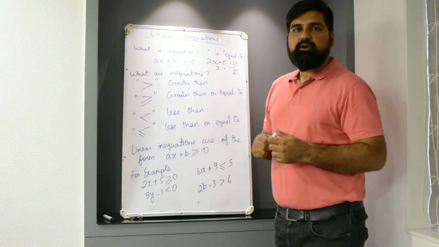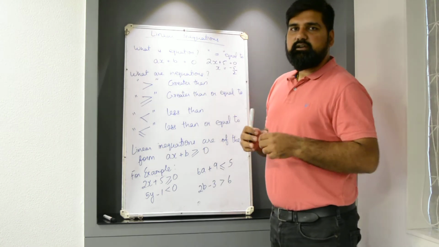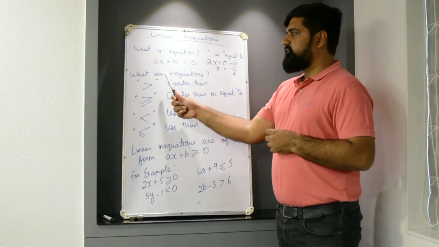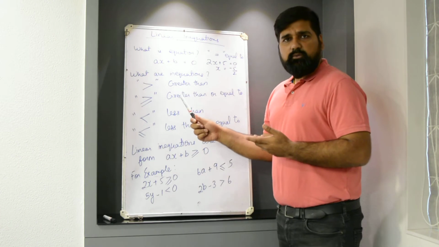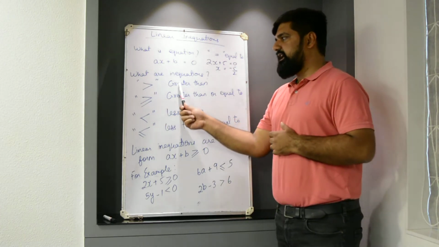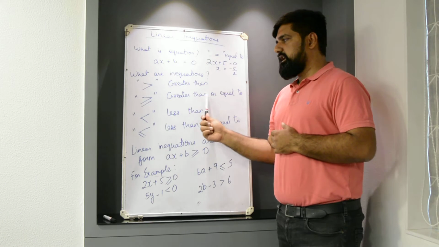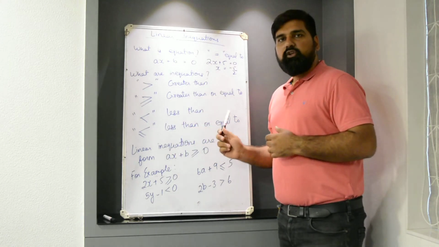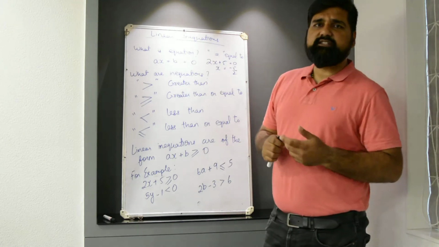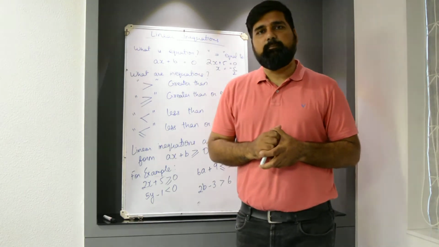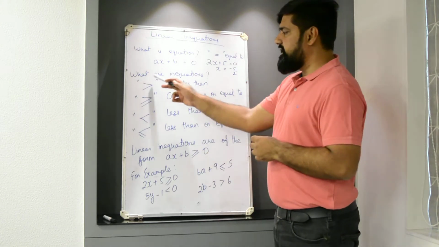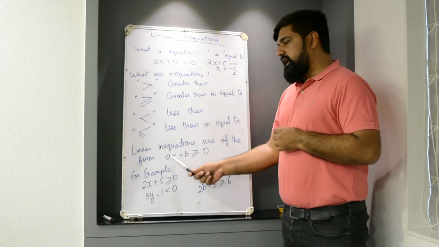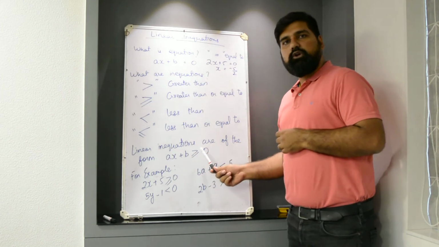Well, in linear inequation, we use the same thing, but we just replace the equal to sign with inequality signs. Which are the inequality signs? Greater than or equal to, less than or equal to. So linear inequations are just like linear equations. We just replace the equal to sign with these inequality signs. So linear inequations are of the form ax plus b is greater than or equal to 0.